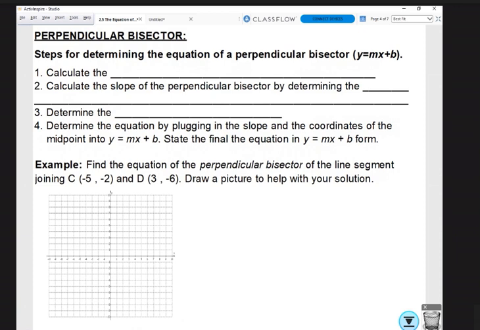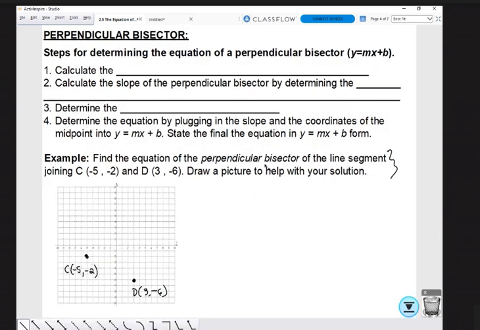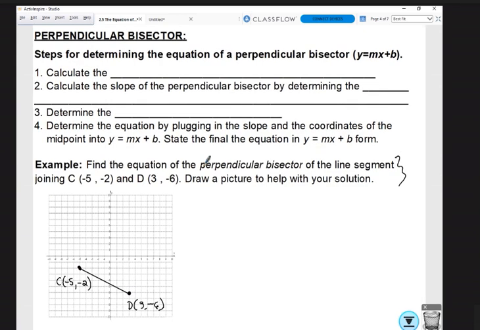Here's what the question would kind of look like. Find the equation of the perpendicular bisector of the line segment joining C, negative 5, negative 2, and D, 3, negative 6. Got it. So here it is. There's the line segment. Now what we're after here, again, is the perpendicular bisector.